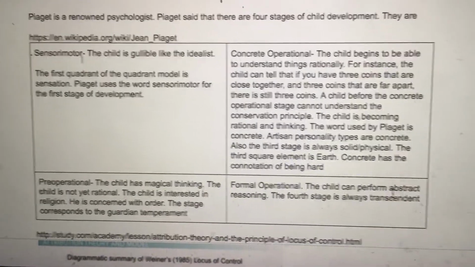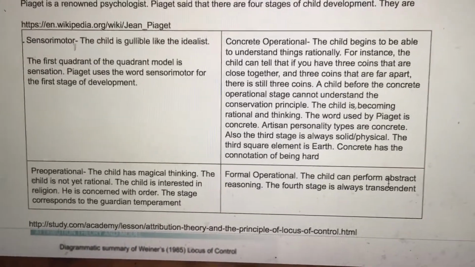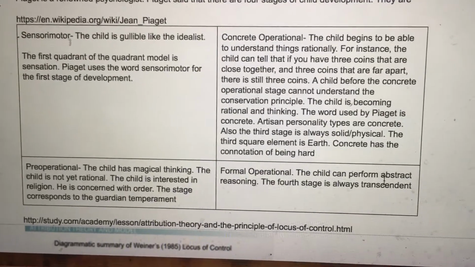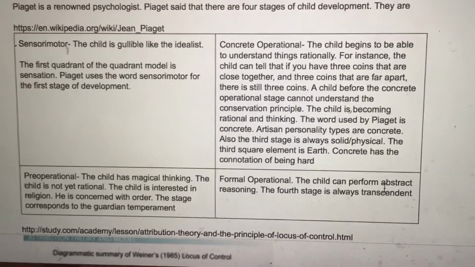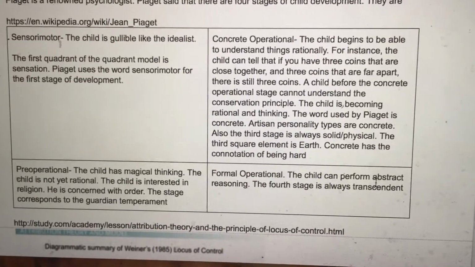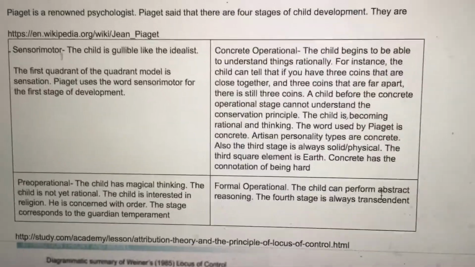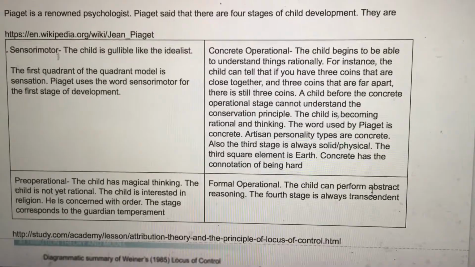Artists and personality types are concrete. Also, the 3rd stage is always solid / physical. The third square element is earth. Concrete has a connotation of being hard. Formal operational is a 4th stage. A child can perform abstract reasoning. The 4th stage is always transcendent. So abstract reasoning is transcendent.